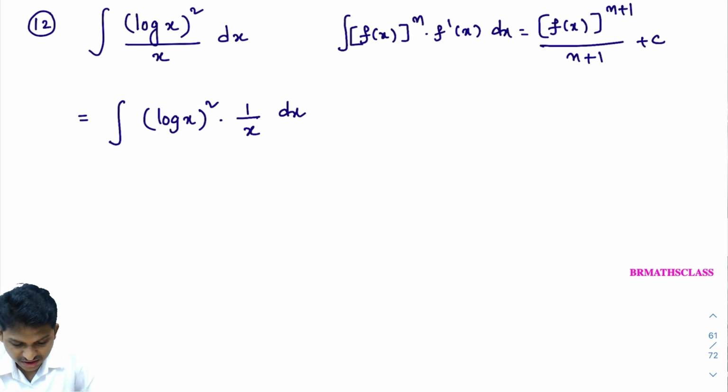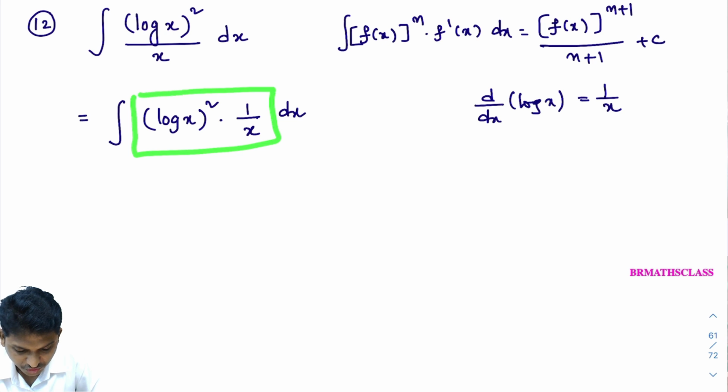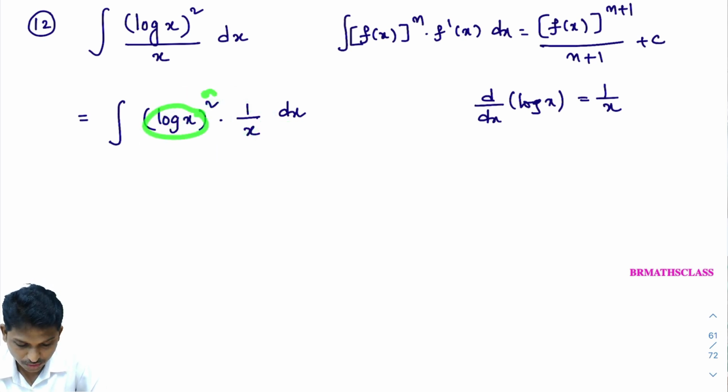Okay. Here, look here. You need to know the derivative of log x. Derivative of log x is what? In the differentiation chapter we learned this. Derivative of log x is 1 by x. Correct? So here you observe this is f of x. Its derivative is there here. Here whole power n is there. If you observe this clearly, this is of which form? f of x whole power n into f dash of x dx. Correct? So this is of this form only.